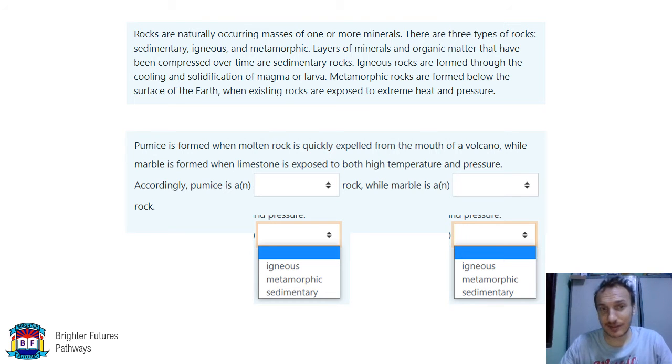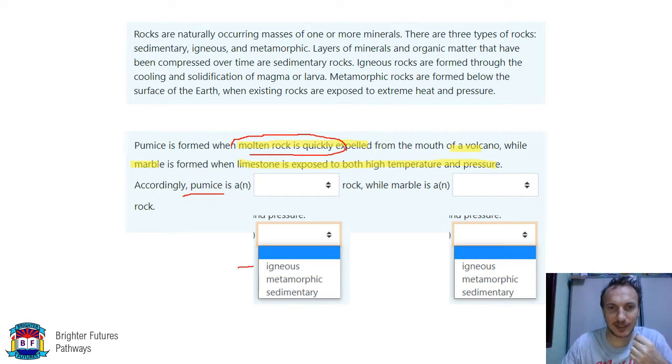So pumice is formed when molten rock is quickly expelled from the mouth of a volcano, while marble is formed when limestone is exposed to both high temperature and pressure. Therefore, pumice, which is molten rock, needs to be igneous rock, and marble would be metamorphic rock because of both the heat and pressure being present.